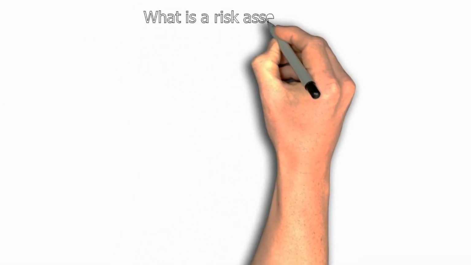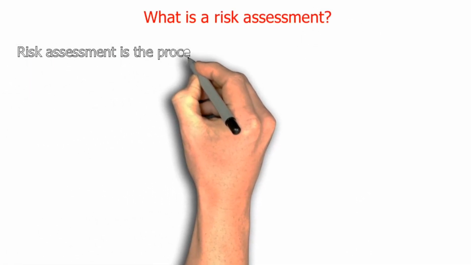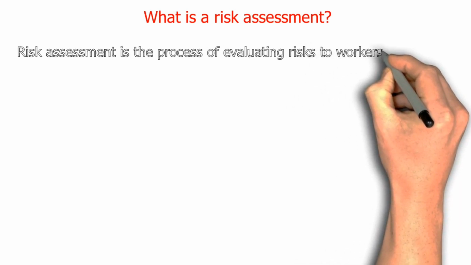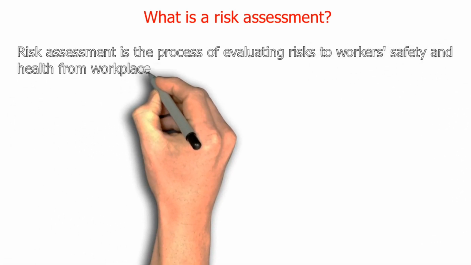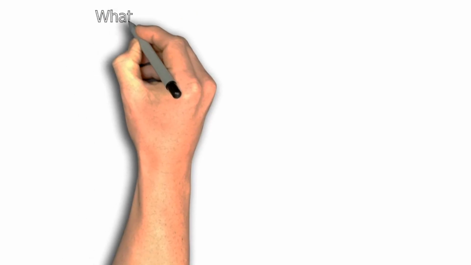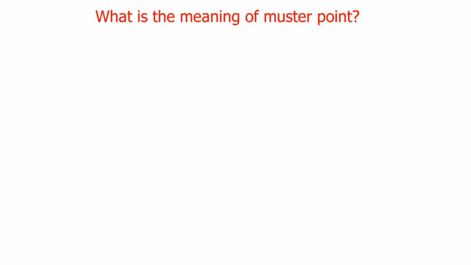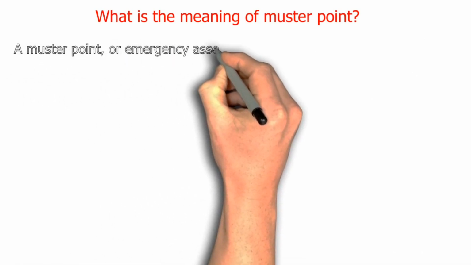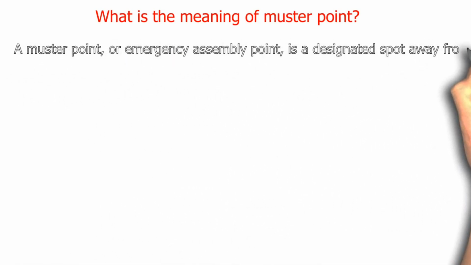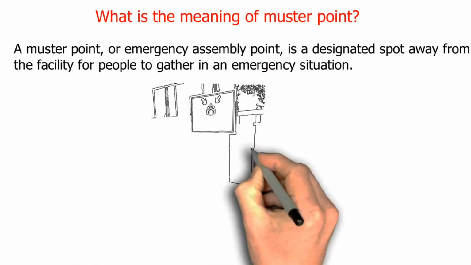What is a risk assessment? Risk assessment is the process of evaluating risks to workers' safety and health from workplace hazards. What is the meaning of muster point? A muster point, or emergency assembly point, is a designated spot away from the facility for people to gather in an emergency situation.